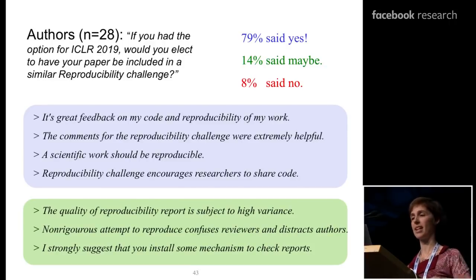Many comments saying it's great feedback, a scientific work should be reproducible, and so on. A few of them pointing out, a little bit less enthusiastically, that of course the reports are subject to high variance, as is the reviewing process. And so I think there's some things we might be able to do a little bit better.